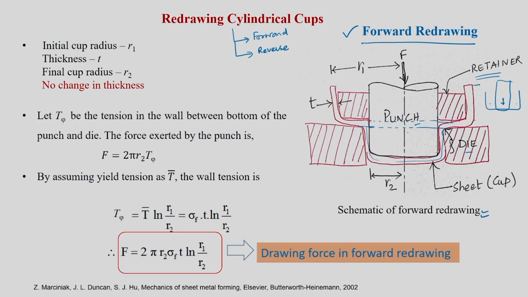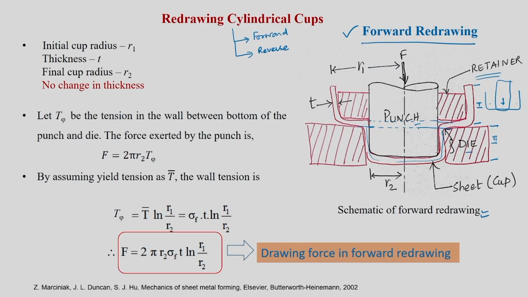So, the upper part belongs to the first stage, and the one which is now done by this die belongs to the second stage here. So, this would be the first stage, this would be the second stage of drawing. The second cup that is formed, this is the second cup that would be formed.